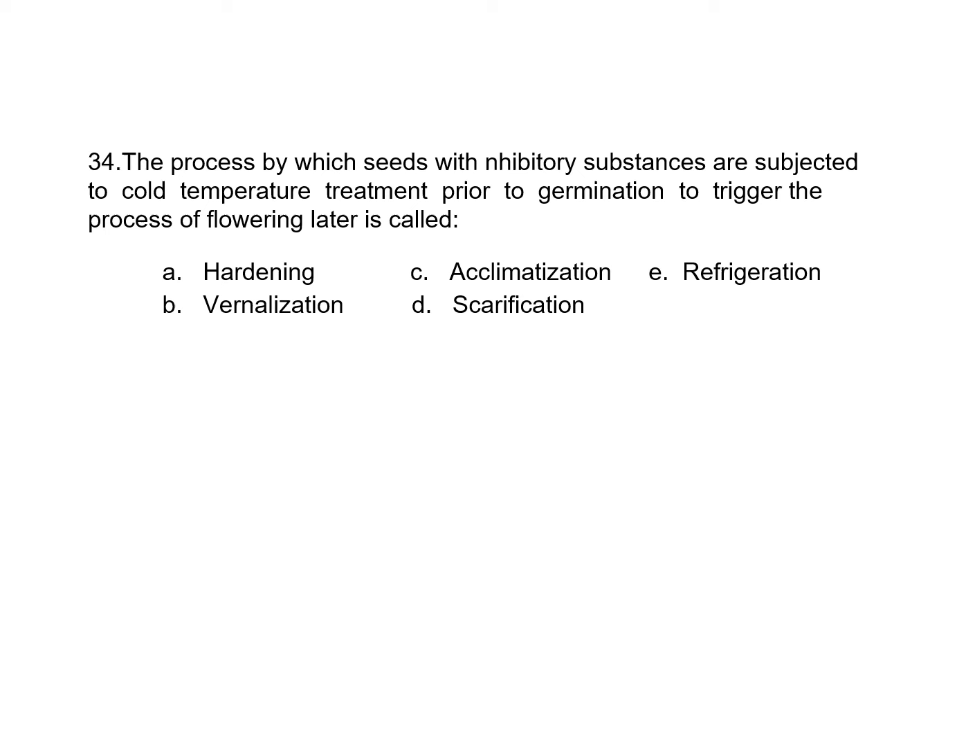Number 34. The process by which seeds with inhibitory substances are subjected to cold temperature treatment prior to germination to trigger the process of flowering later is called A. Hardening, B. Vernalization, C. Acclimatization, D. Scarification, or E. Refrigeration. The answer is vernalization.